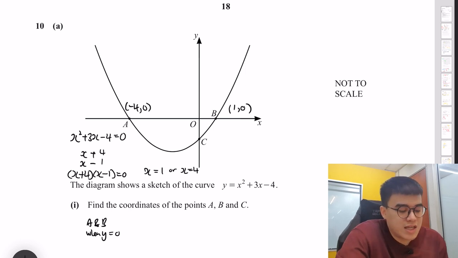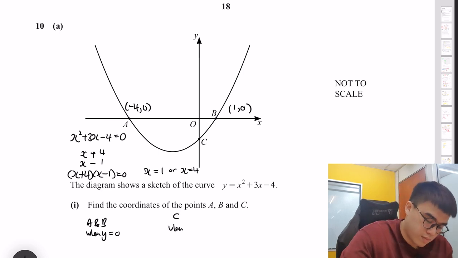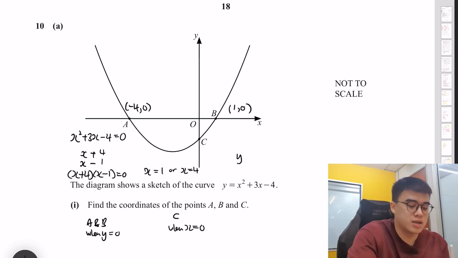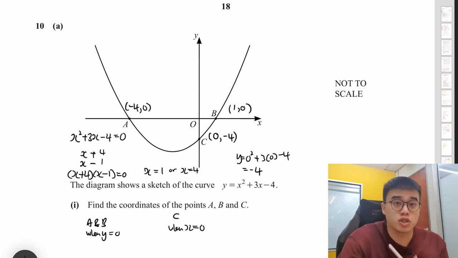Moving on to find C, C will be where x equals 0. This is much easier. Because 0 squared plus 3 times 0 minus 4, your answer will be negative 4 right away. And the coordinates will be as shown.